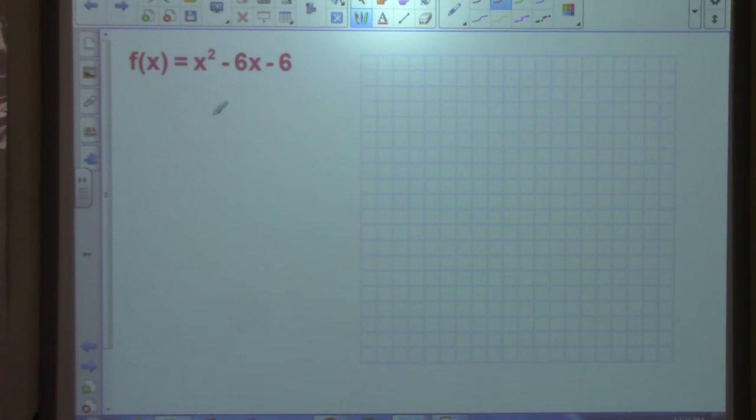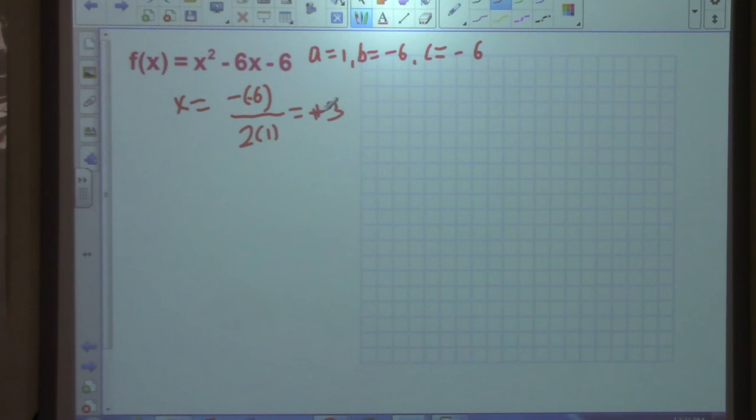Okay, we have x equals negative b over 2a, so negative negative 6 over 2 times 1, which simplifies to 3, because a is equal to 1, b is equal to negative 6. That's going to be negative 6, right? Yeah. And c is equal to negative 6. So x is equal to 3. Did I get it right finally?